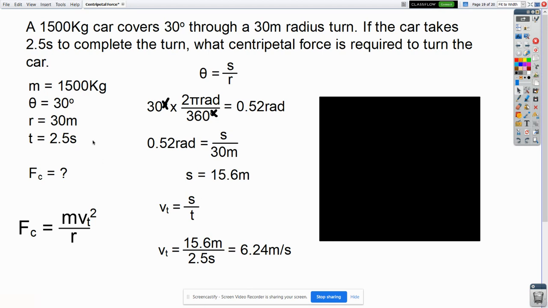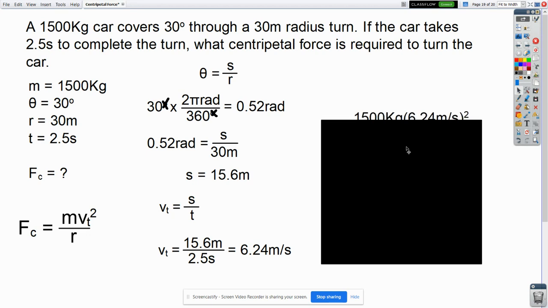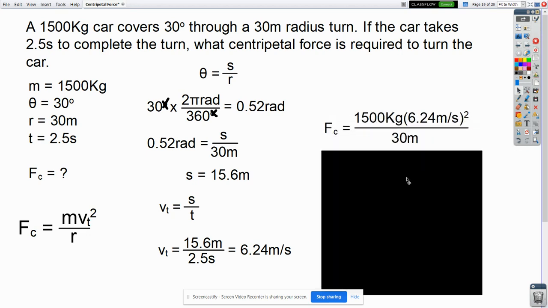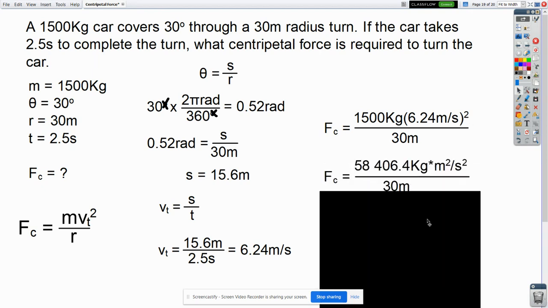Now that I have that, again, I've got to have mass, tangential velocity, and radius to do my centripetal force. I've got my mass, it's 1500. I've got my tangential velocity at 6.24 meters per second. And I've got my radius, it's 30 meters. Substitute. Simplify, I'll do the 1500 times 6.24 squared first. And again, that's the way I always do it in the calculator. I just get that math done first, make sure I have an answer showing up on my calculator display. That'd be 58,406.4. And then I'll divide by 30.